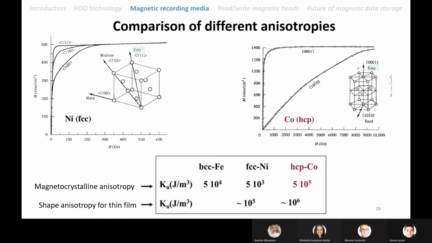The comparison between the anisotropies of ferromagnetic materials is given here. The influence of the magnetocrystalline anisotropy on the magnetization is shown on the two graphs represented here. We can observe that the anisotropy and the hard axis associated to it are much more substantial for cobalt, which has an HCP structure, compared to nickel, which has an FCC structure. On the table below, we can read that for nickel, the shape anisotropy is clearly dominant, while it is disputed for cobalt.